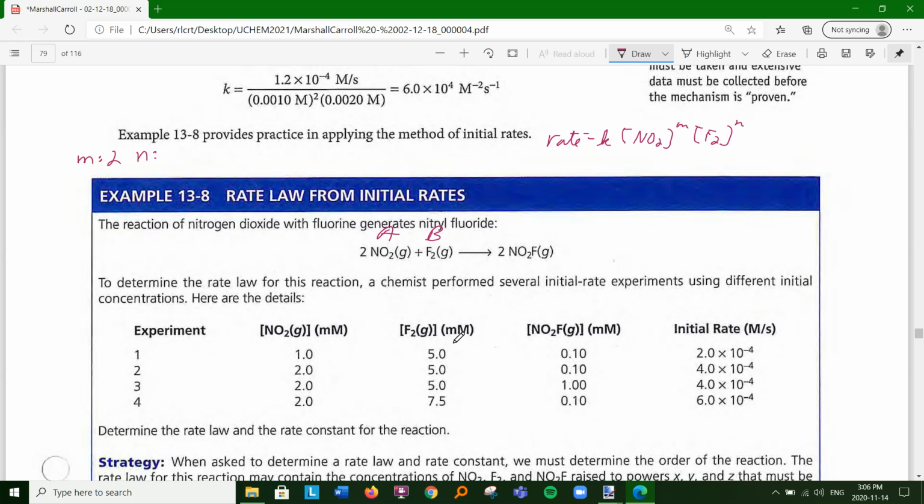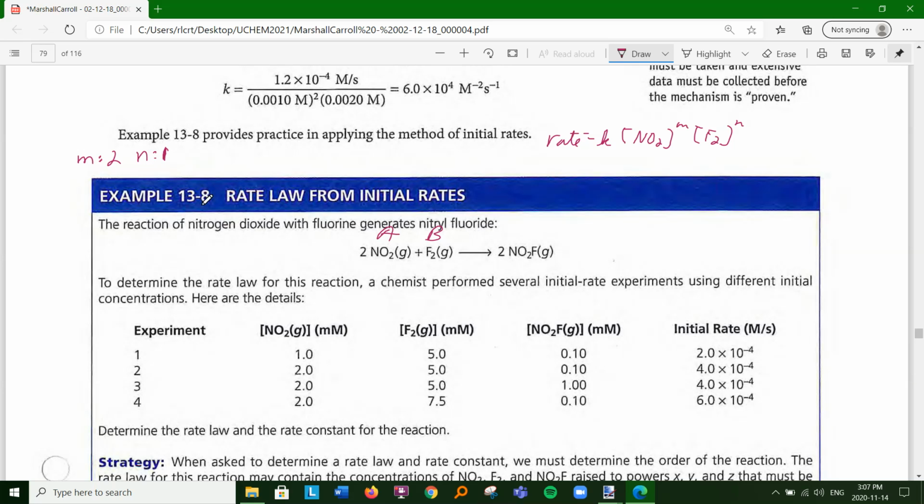For N, I'm focusing on F2, so I want to see NO2 stay the same. I might as well go from 2 to 4, so the other things stay constant. So I go 5 to 7.5, and I go 4 to 6. That's also 1 to 1, isn't it? 7.5 divided by 5 is 1.5, and 6 divided by 4 is 1.5. So N is 1 as well.